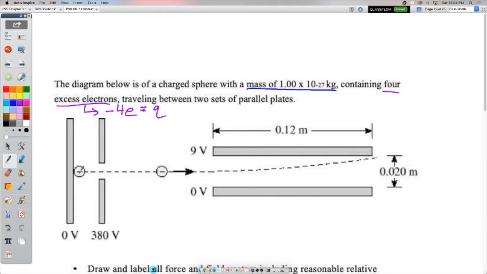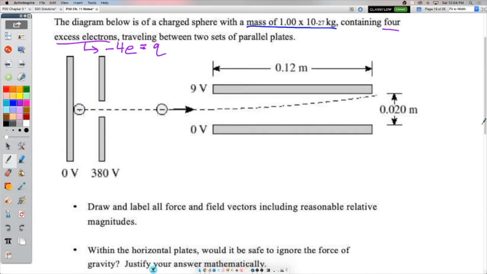What is this question actually asking us to do? It's asking us to draw and label all force and field vectors, including reasonable relative magnitudes. So let's go ahead and do that. We're going to assume this is down, that we're not viewing this from above, just so we can think about gravity a little bit here. So assume we're looking at this from the side, not from above, so that this is down towards the floor and this is up towards the sky.